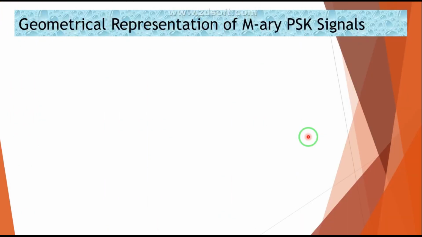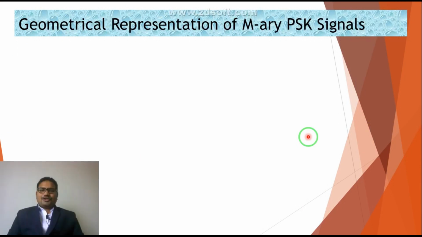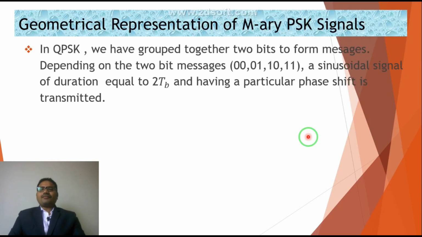Now we are going to see the geometrical representation of the M-ary PSK signal. As you know, in quadrature phase shift keying, we have grouped together two bits to form messages, that is 00, 01, 10 and 11. These are the four possible combinations of QPSK, which has a duration of what? 2 Tb. Why 2 Tb? Because each symbol consists of 2 bits, and if it is 3 bits, then it would be 3 Tb.